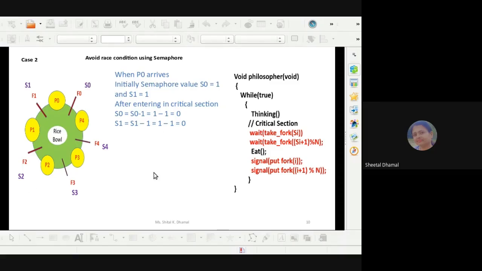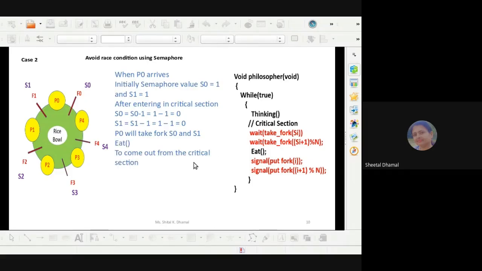Okay, so now see, what will P0 do now? He has done the down operation on these values: S0 became 0, S1 became 0. So P0 will take the forks S0 and S1 because both are not busy. Both are present on the table. So he will pick up those forks S0 and S1 and he will perform the eat operation.